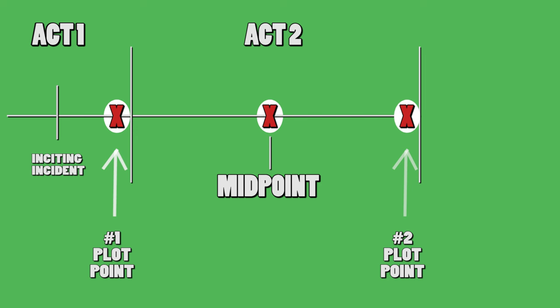On the flip side of all of this, if your midpoint was a failure, then the second plot point should be a false victory where your heroes seemingly have defeated the bad guy or the couple seems to be perfect and everything seems to be going great. Our second plot point leads us into Act 3, which starts from minute 80 or 90, depending on the length of the movie. Act 3 is the shortest of all the acts. It can run anywhere from 15 to 30 minutes.